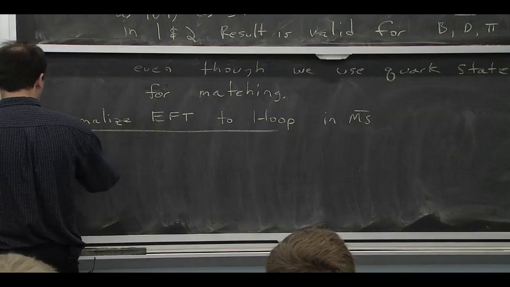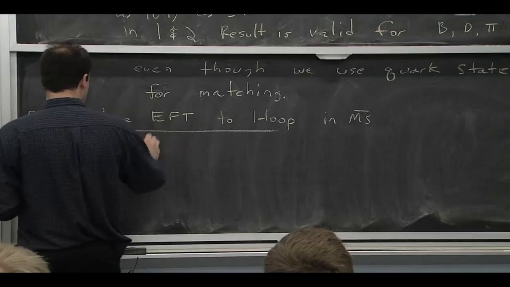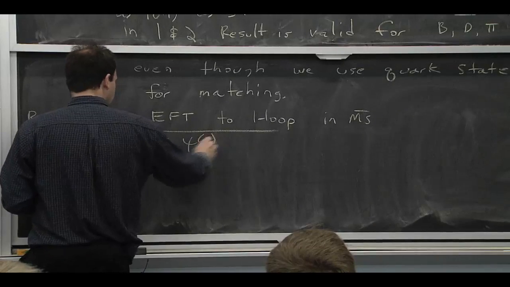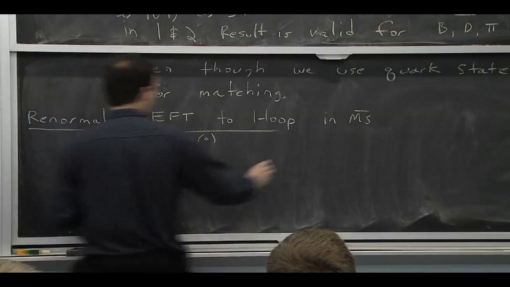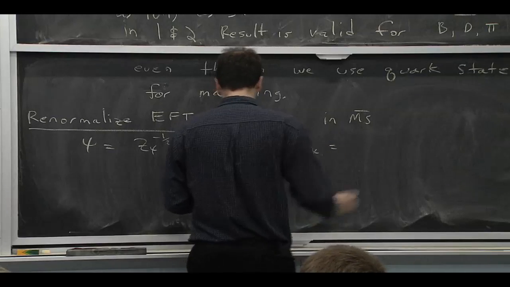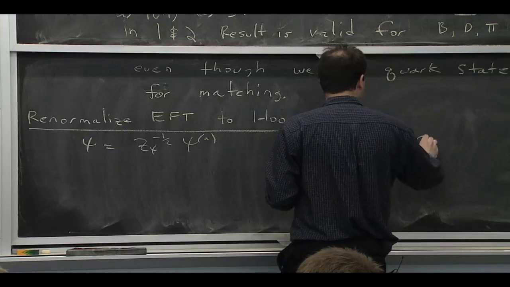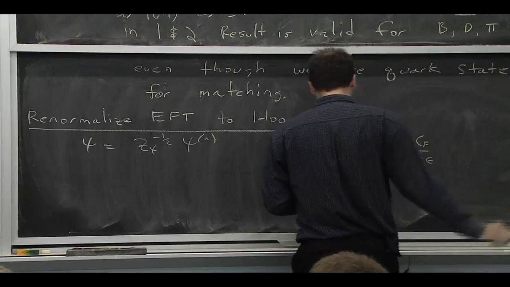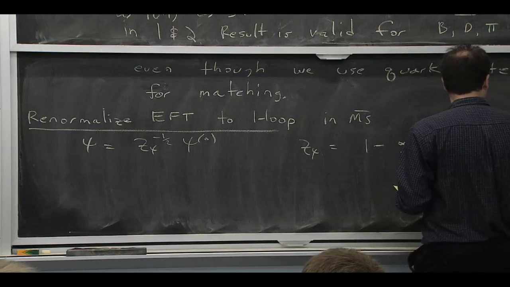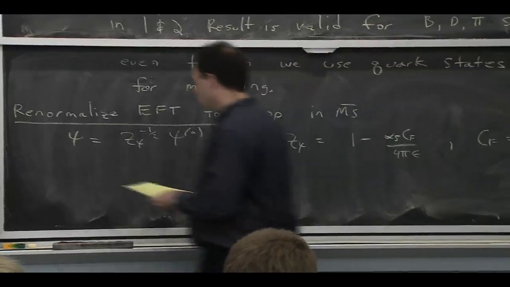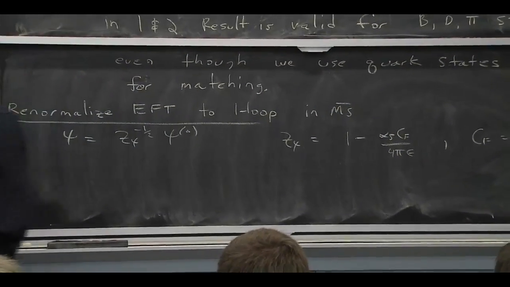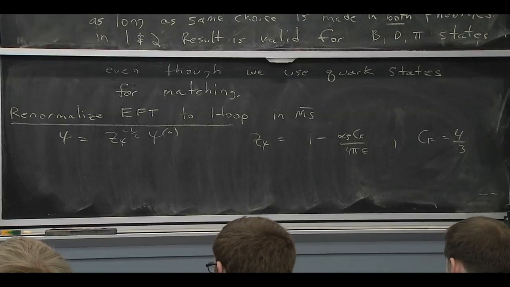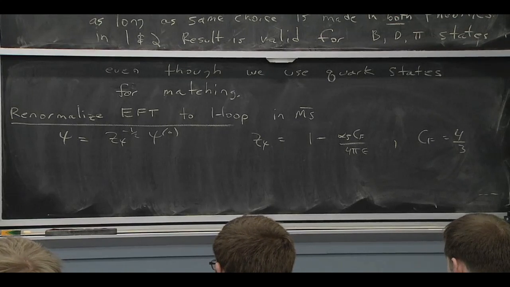So we'll talk about doing that, remind you of doing that, maybe something you've seen before. So there's going to be wave function normalization. CF is 4/3. I'm going to leave out the prefactor. It's always going to be there. I'm going to stop writing it and start just focusing on the thing in square brackets here.